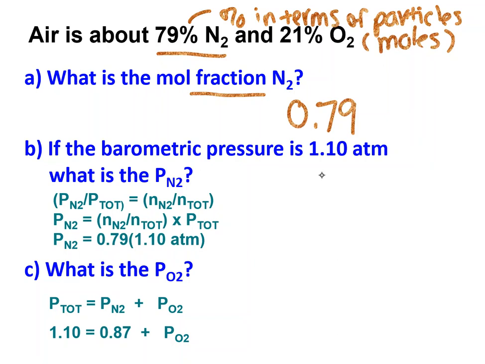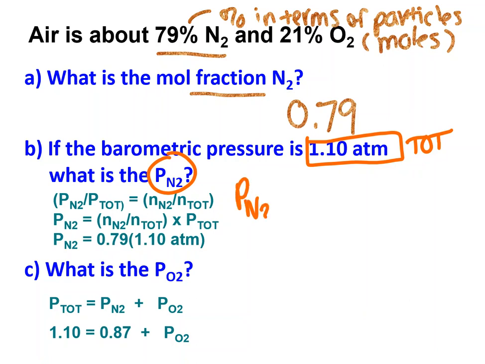If the barometric pressure is 1.10 atmospheres, and barometric pressure is the pressure you would measure in the room with a barometer, then this is a total pressure caused by both the nitrogen and oxygen. Okay, so what part of the pressure, that's what this stands for, or what is the partial pressure of nitrogen? Well, I'm just going to take the mole fraction and multiply it by the total.